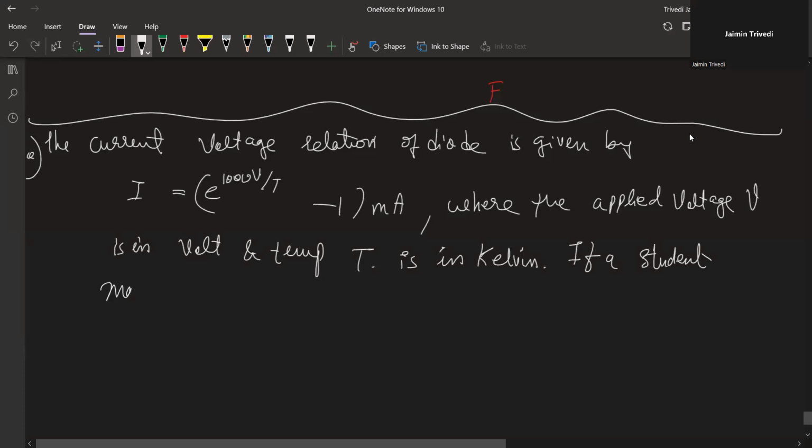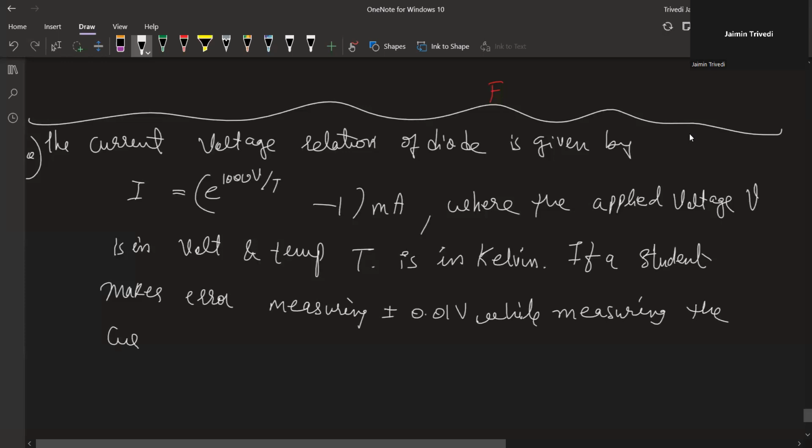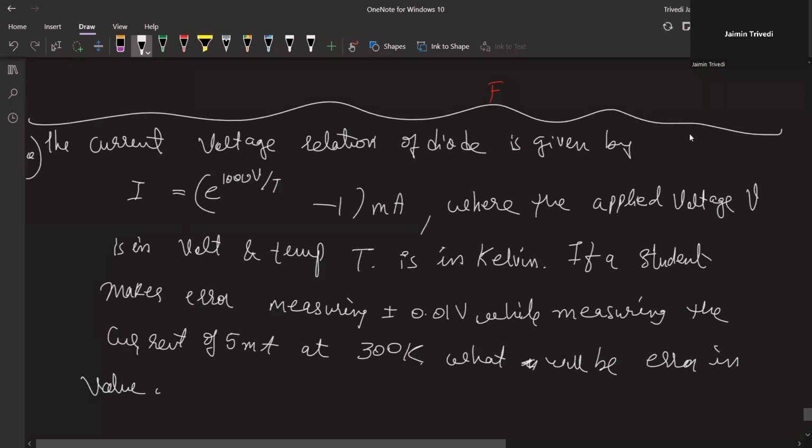If a student makes an error measuring plus or minus 0.1 voltage while measuring current of 5 milliampere at 300 Kelvin, what will be the error in the value of current in milliampere?